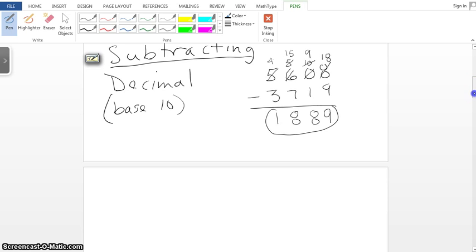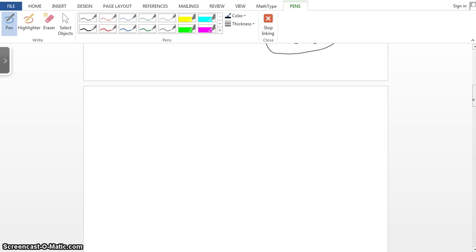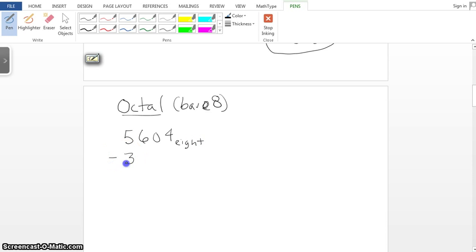So now, keep that in mind as we switch to these other bases. I like to start with octal because the binary is just a bit tricky. So octal's not too bad. Alright, let's try one of these. I think these actually might even be the same numbers. 5, 6, 0, 4. This is base 8. And this time we're going to subtract 3, 7, 1, 2.